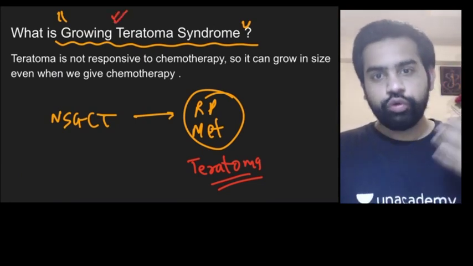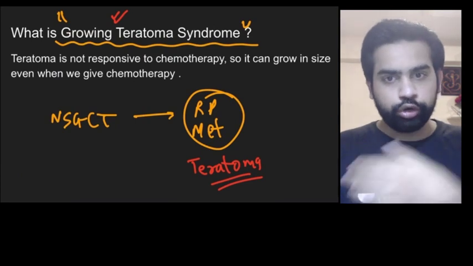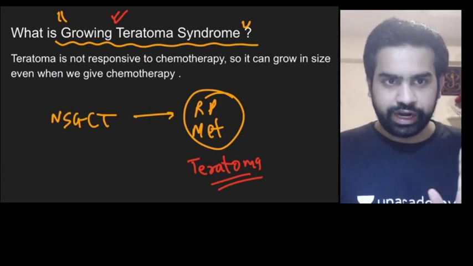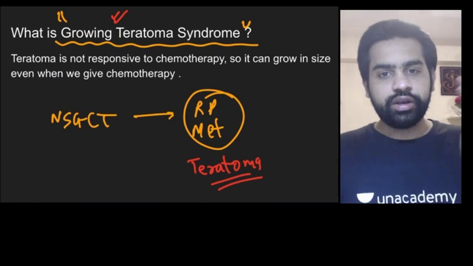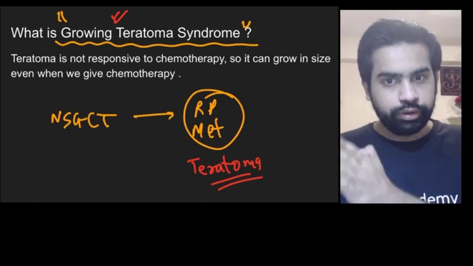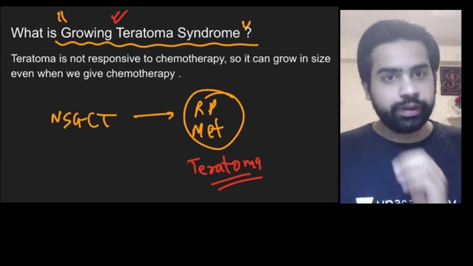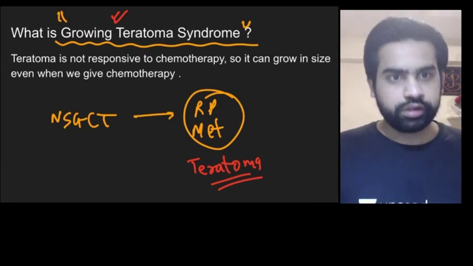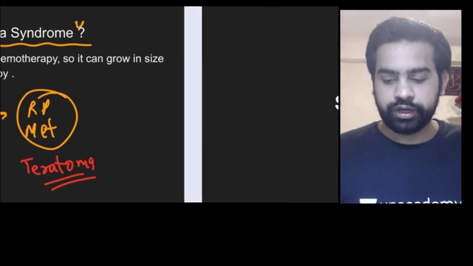Okay, so then you will have to go in for a biopsy. If you confirm that it is a teratoma, you will have to go in for a surgery. You will have to go for a retroperitoneal lymph node dissection. The concept behind the growing teratoma syndrome is that teratoma is chemo resistant and radio resistant. That is why we have to go for a surgery in these particular patients.